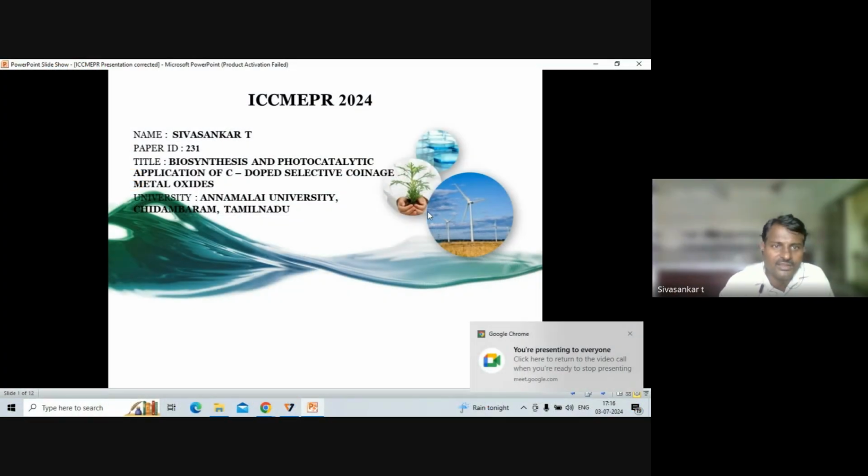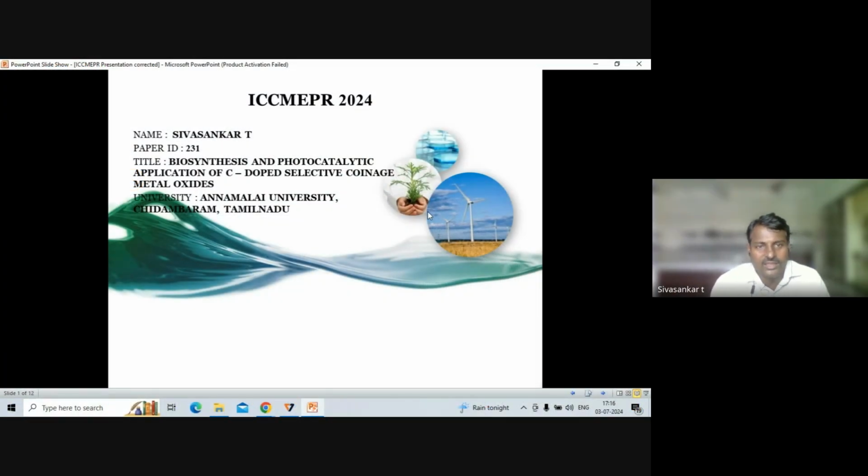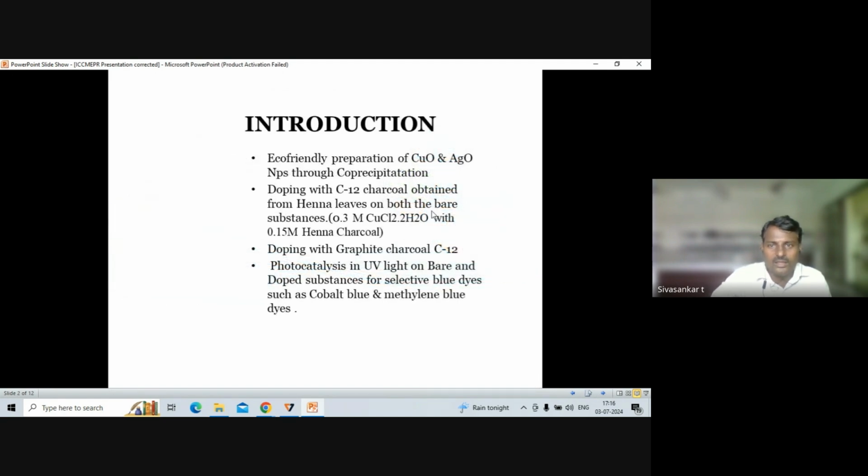So this is Sivasankar from Annamalai University. I am doing the PhD there, and my topic is biosynthesis and photocatalytic application of carbon dot selective coinage metal oxides. So here we are taking copper oxide and silver oxide nanoparticles, and we are preparing that through co-precipitation method, and we are trying to dope with the carbon 12 on one side and the graphite powder on another side. So with the bare, we will look at the role on the blue dyes that we are going to do actually.